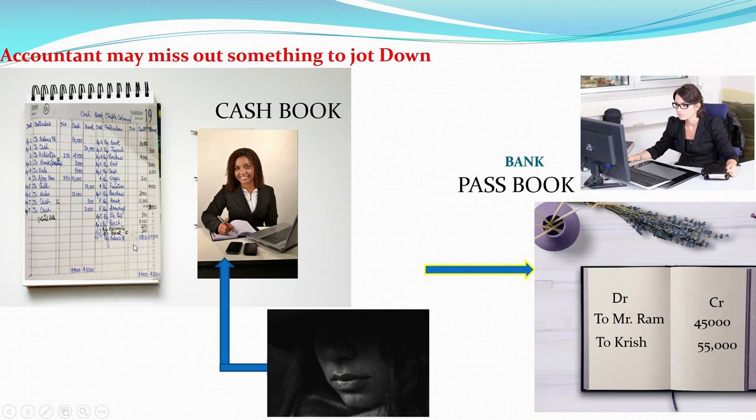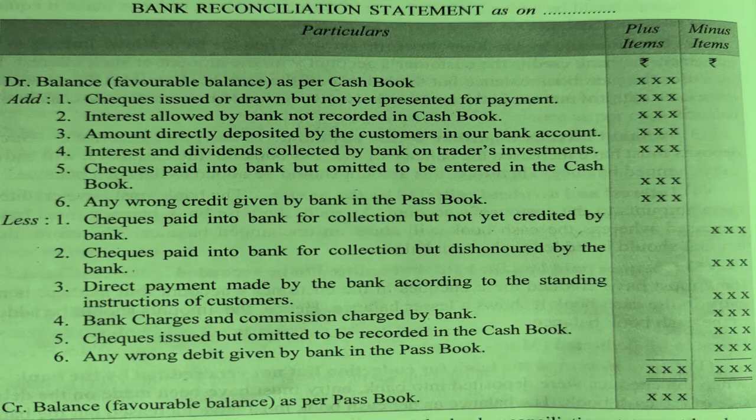And as the cash book balance of the bank column hasn't increased, it needs to be increased by the same amount. So that is why this amount should also be added to the cash book balance in order to match it with the passbook balance.